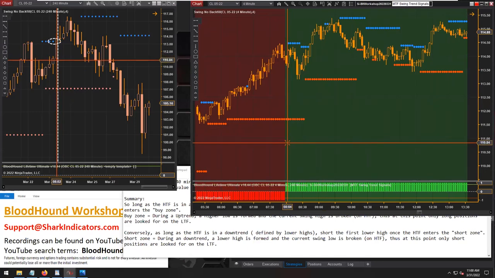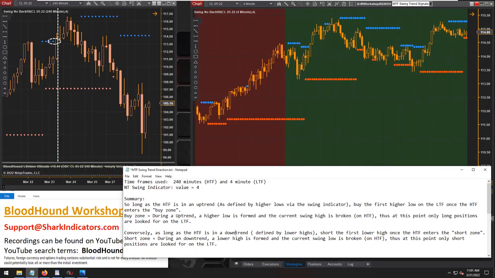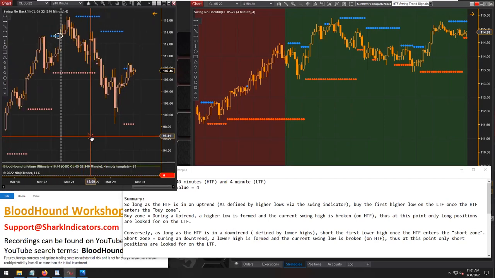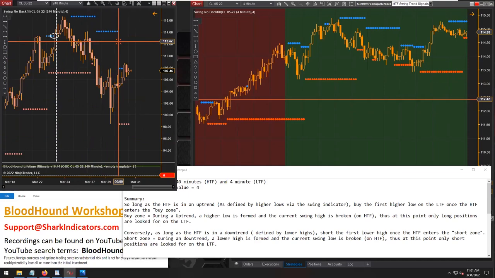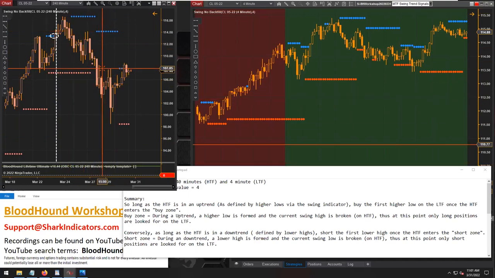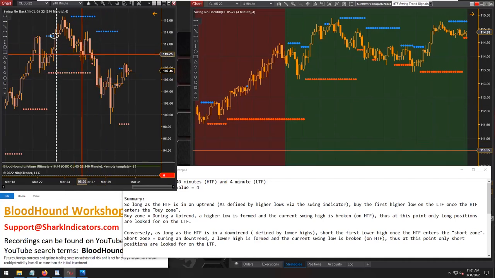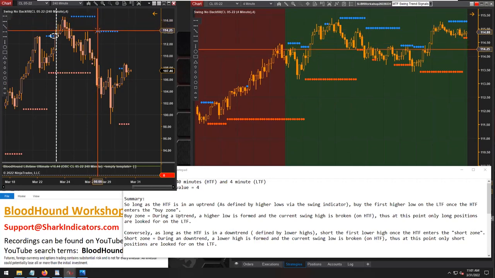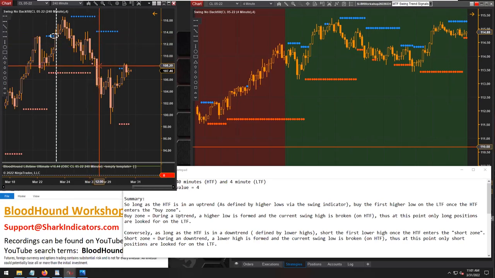Let's see, I guess, yeah, so we don't have any instructions here on what to do in this situation. Yeah, there's nothing telling us what to do here. So on the higher time frame, all right, we do have a lower high, but the swing low is broken before that.